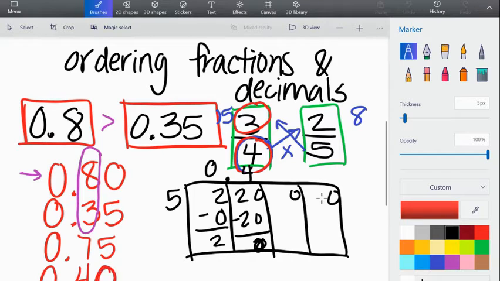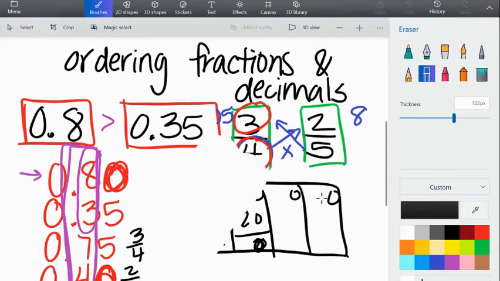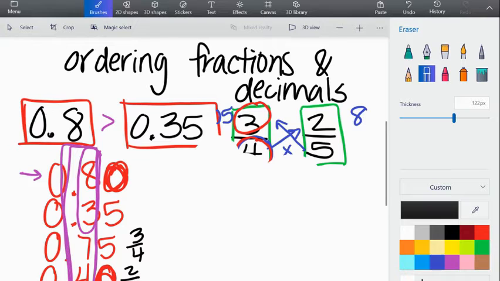I'm going to add a 0 as a placeholder just to make them all nice and even. And now we can compare all the tenths place and order them from greatest to least. So as we know, this 0.75 was our 3/4, and this 0.4 was our 2/5. So now we can order these guys.